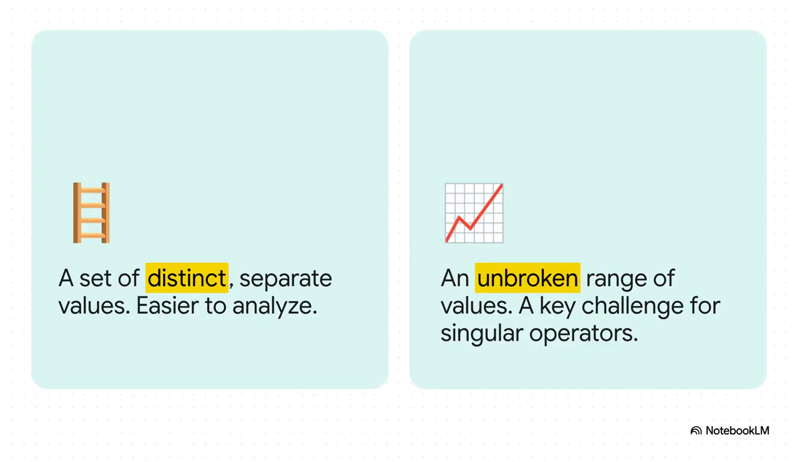And this is exactly where the problem starts. See, a spectrum can be discrete, which means you have nice, clean, separate values. Think of steps on a ladder. 1, 2, 3.